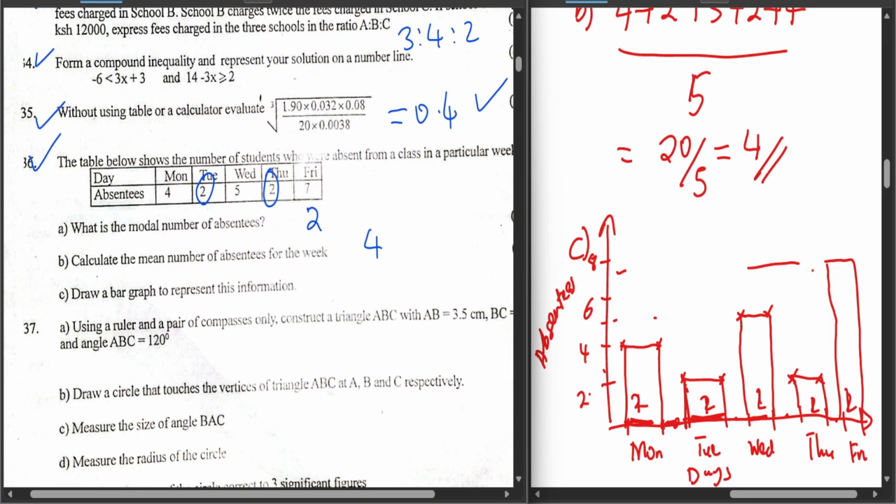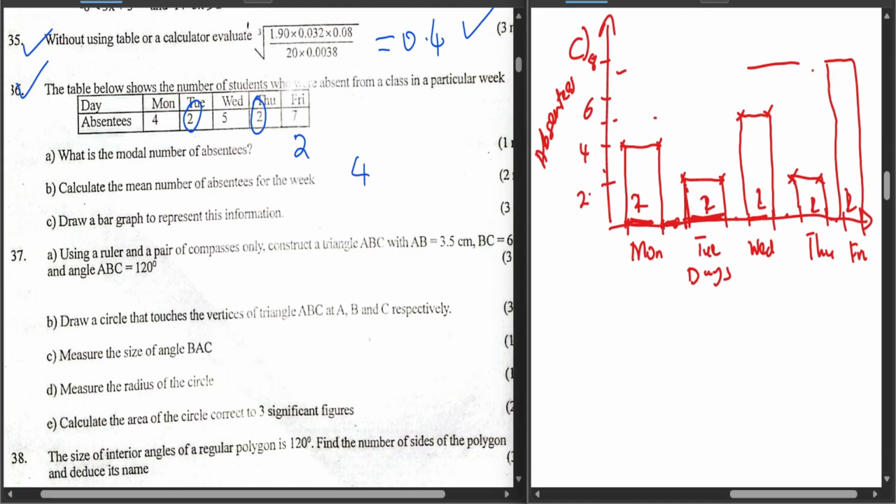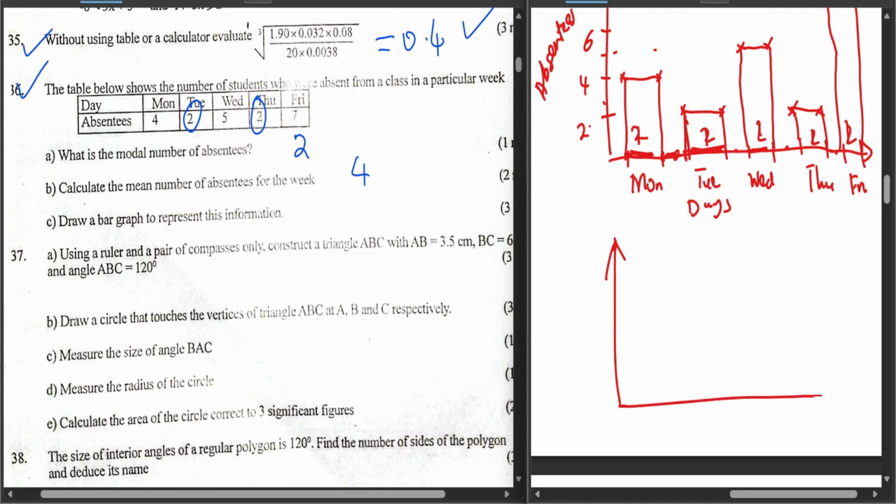Now for question 37, by the way, you don't even need to skip the boxes. You can opt to just draw it this way. For example, this is Monday, this is Tuesday, this is Wednesday, we have Thursday, and we have Friday. So it can look like this as well.